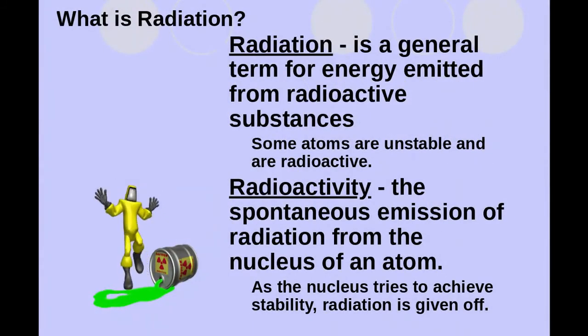Here we have the definitions of radiation and radioactivity. It's important to know that some atoms are unstable and are radioactive. And as a nucleus tries to achieve stability, radiation is given off. So radiation is a general term for energy emitted from radioactive substances, and radioactivity is a spontaneous emission of this radiation from the nucleus of an atom. Remember that with nuclear reactions, everything happens in the nucleus.